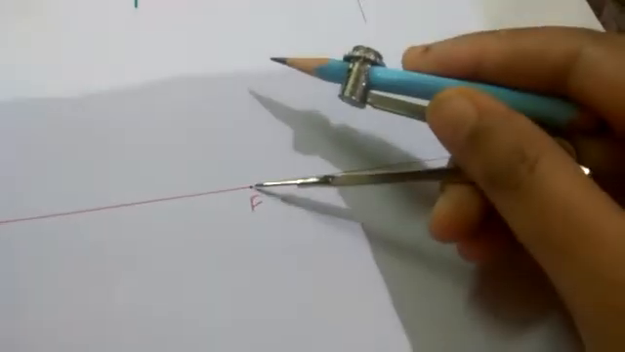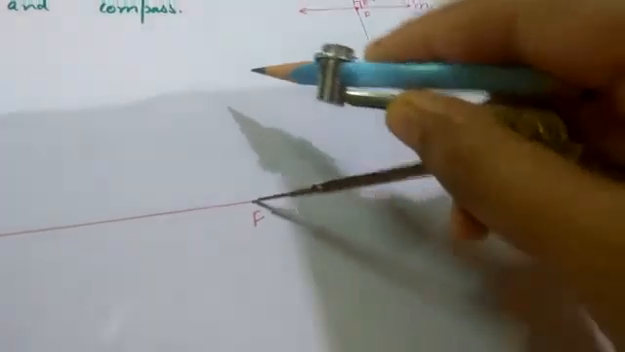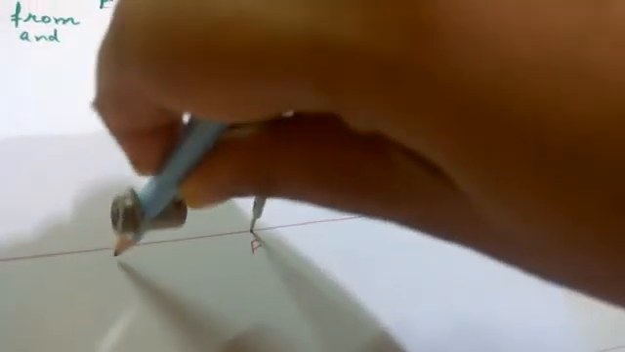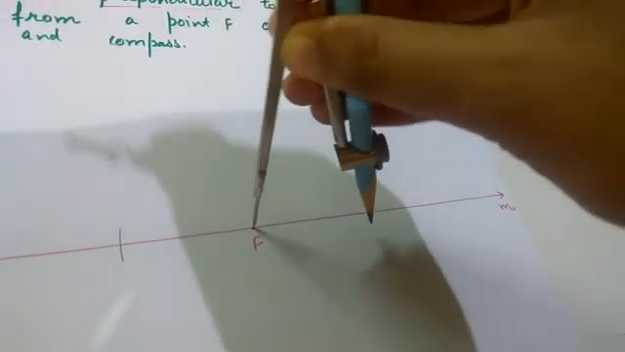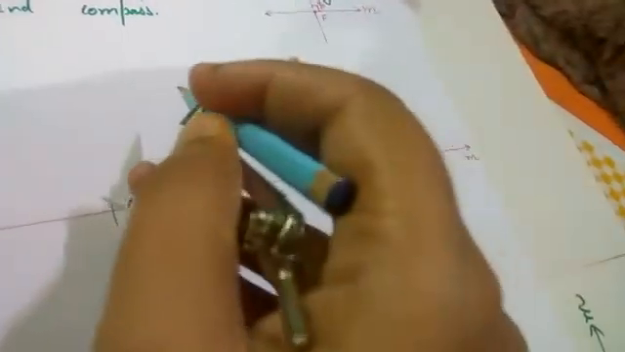Get it? So the first step is place the pointer of your compass on point F and mark the cut like this way on the line, and with the same measurement make the cut here also like this way. Means on both sides of the line you have to mark a cut. Get it? Now again open the compass. Now you are able to move your compass here and there. With the help of the same measurement you have to mark the cut here also and here also.